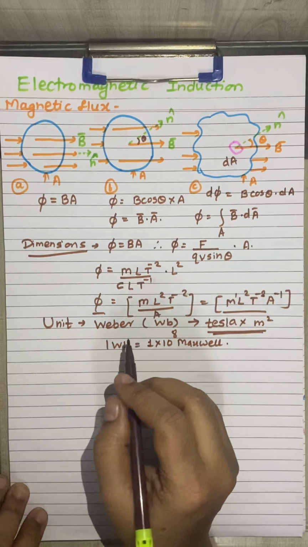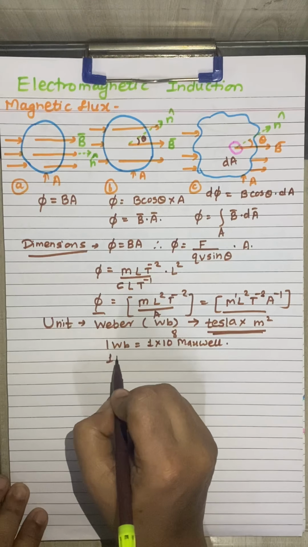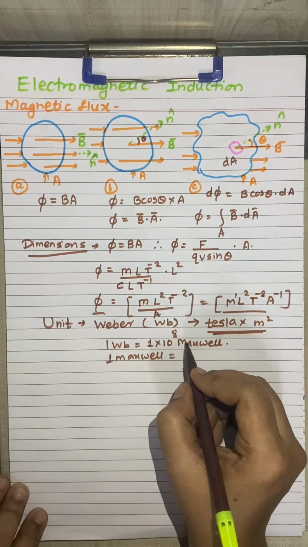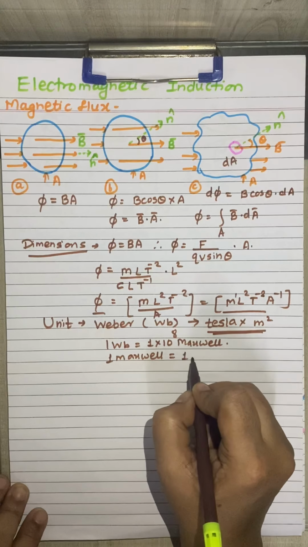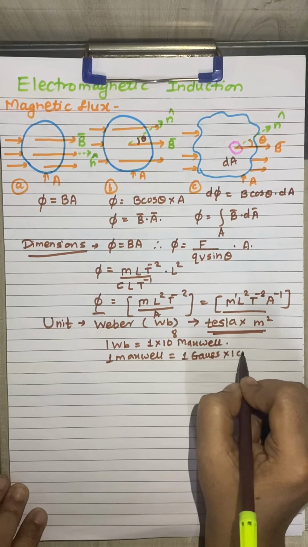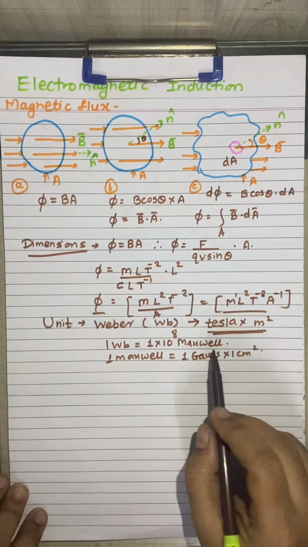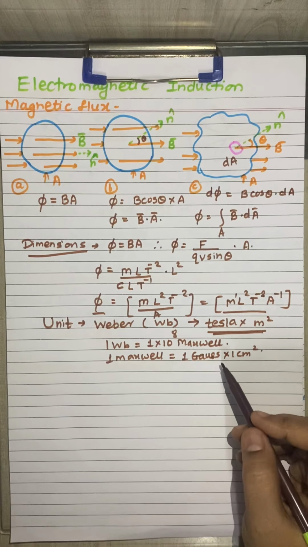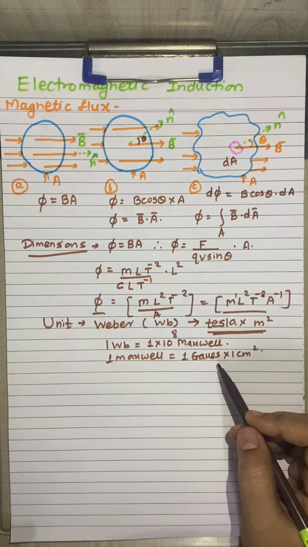Okay. Now we have 1 Maxwell is equal to 1 Gauss into 1 centimeter square. So this is the relation between the Weber, Maxwell, as well as the particular flux in terms of Tesla meter square, also Gauss.